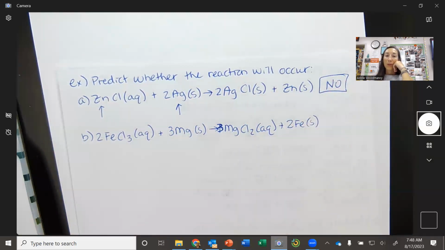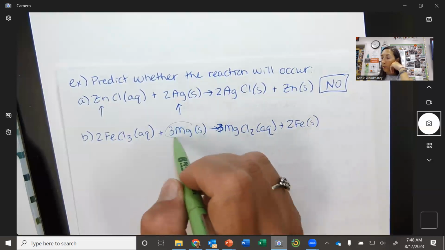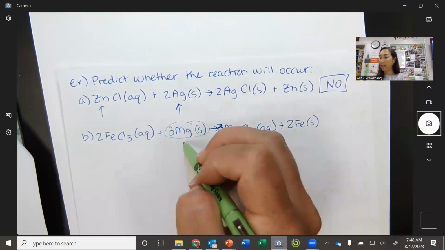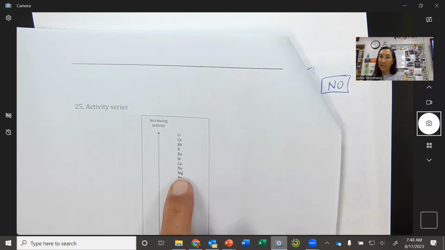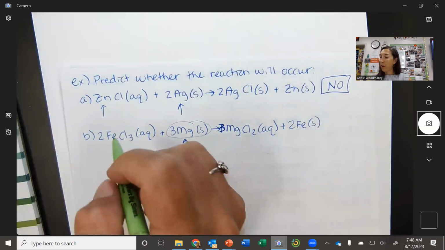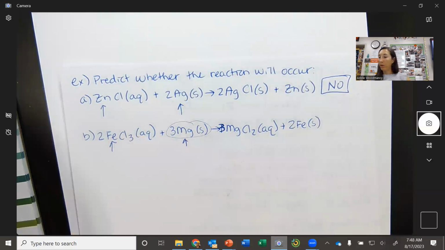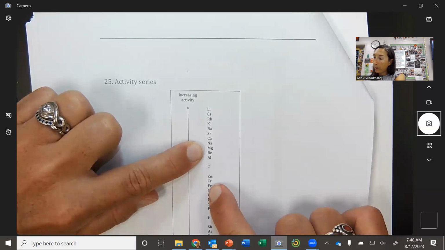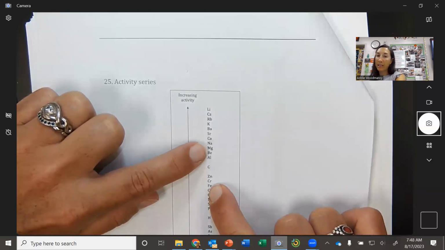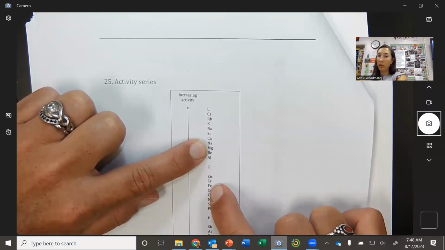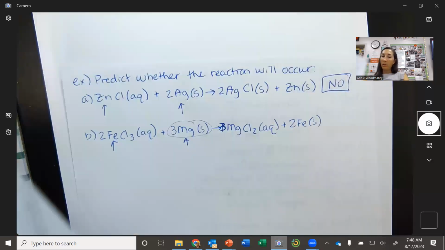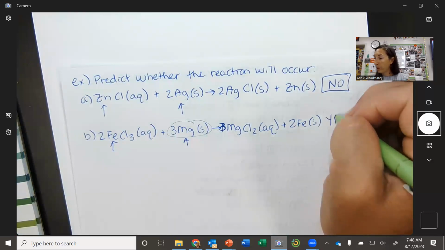Okay. So once again, focus on the metal that's by itself and find it in the activity series. In this case, it's magnesium. So here's magnesium here, and we need to find iron. Iron is lower. So in this case, the metal that's by itself in this reaction, magnesium, is higher than the one that's in the solution. That means that magnesium can replace iron. So this reaction will occur.